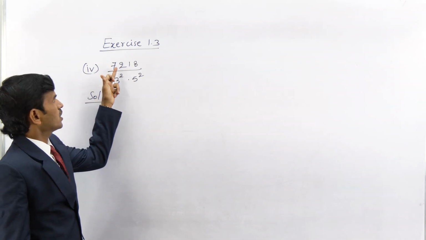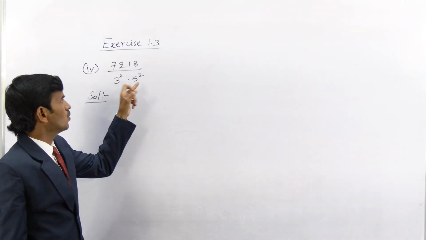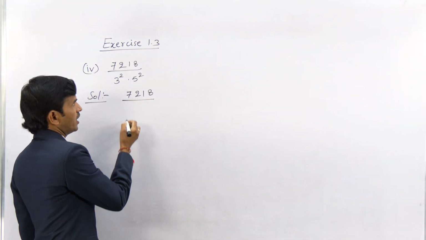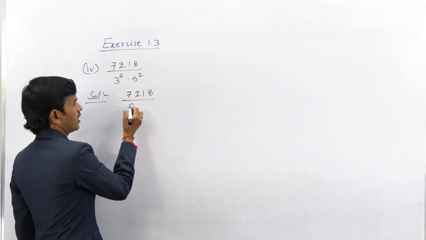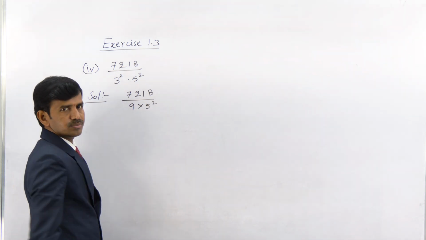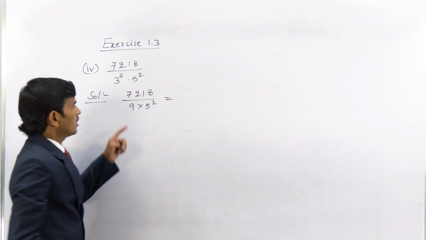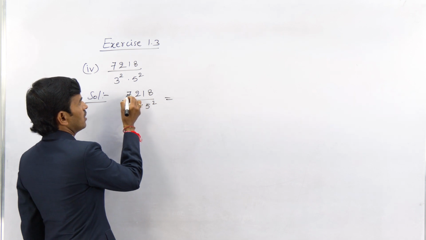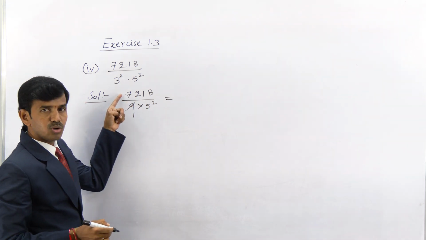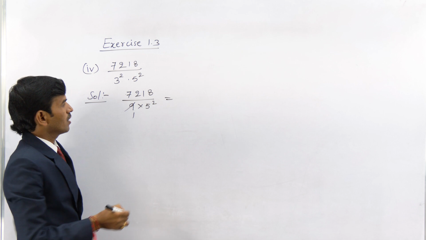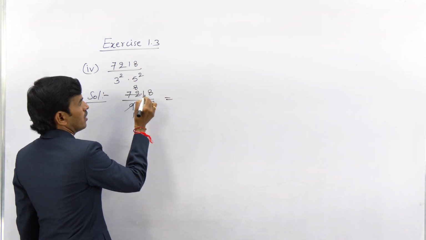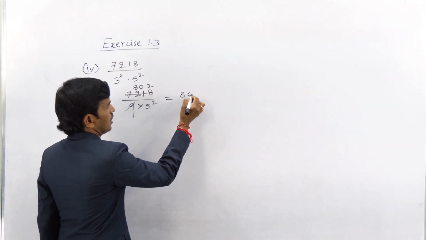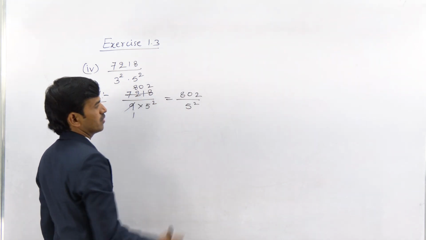The next expression is 7218 by 3 square into 5 square. First convert into simplest form. 7218 by 3 square can be written as 9 into 5 square. Is it able to cancel or not? Let us check with 9. 9 ones are 9. How many times is it possible? Let us check here. 9 8s are 72, 9 0s are 0, 9 2s are 18, that is 802 by 5 square.